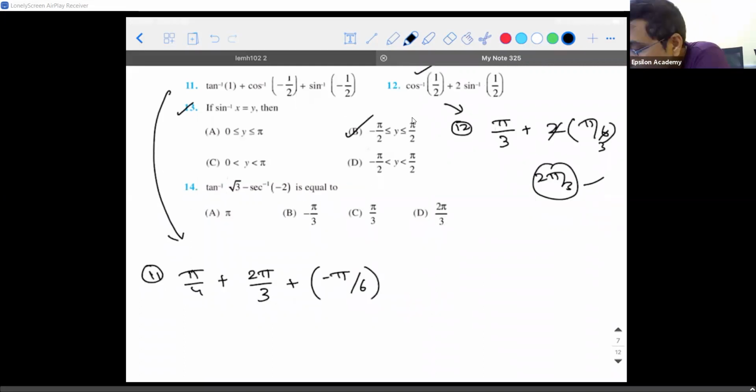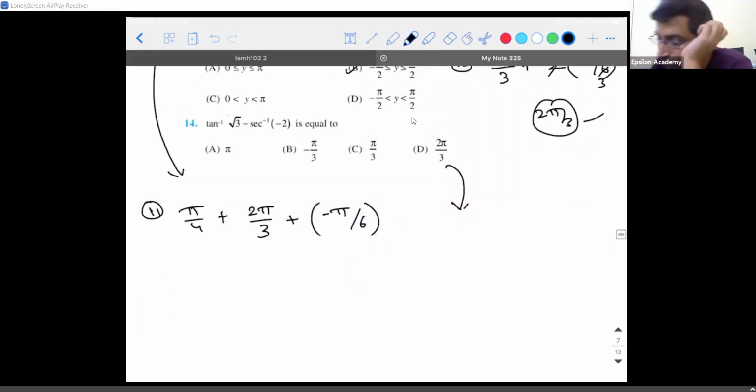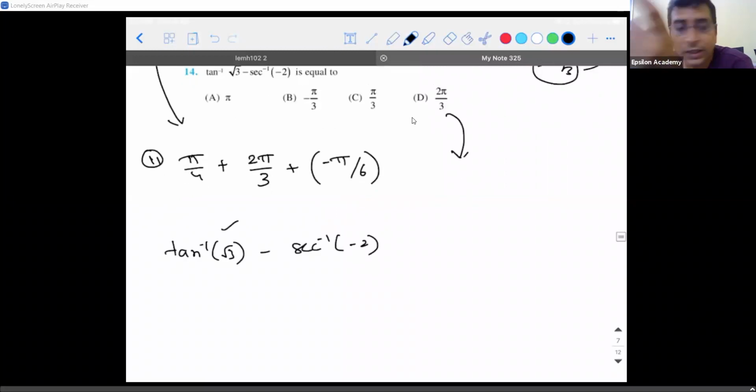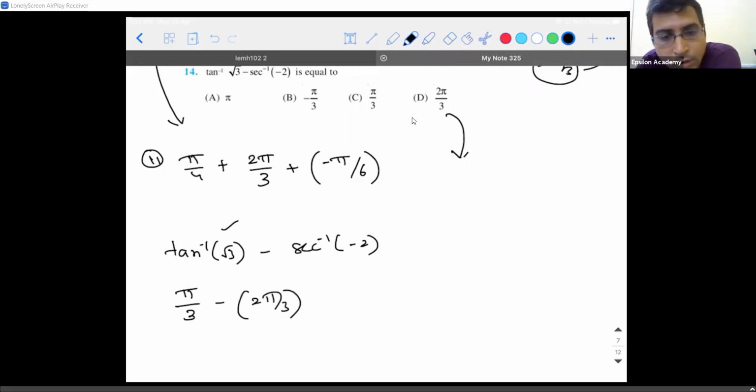Okay, 14. Tan inverse of root 3 minus secant inverse of minus 2. So tan inverse of root 3: root 3 means a positive value, and a positive value is an acute angle, so pi by 3. Pi by 3 minus secant inverse of minus 2, which is 2 pi by 3. Perfect.